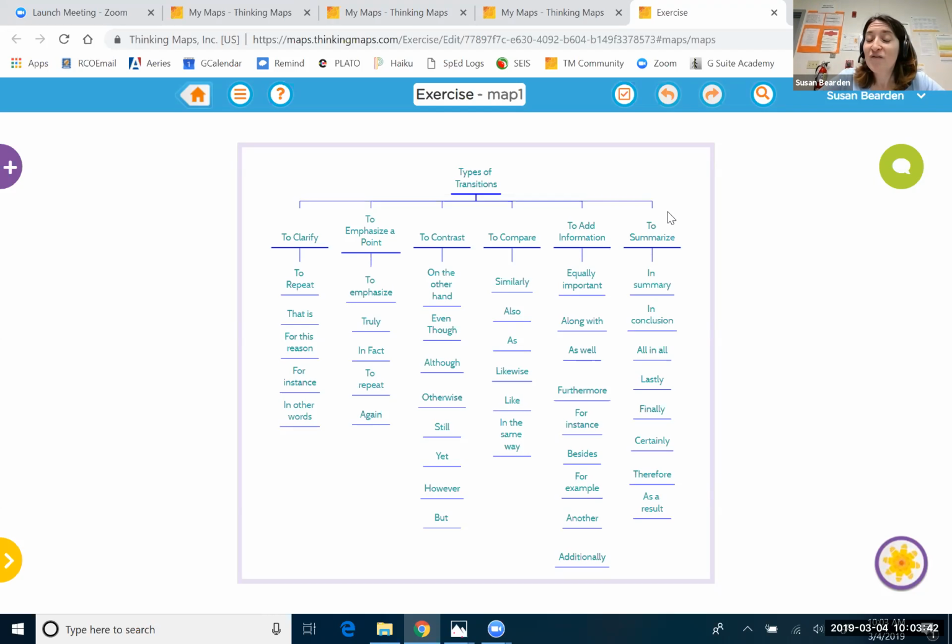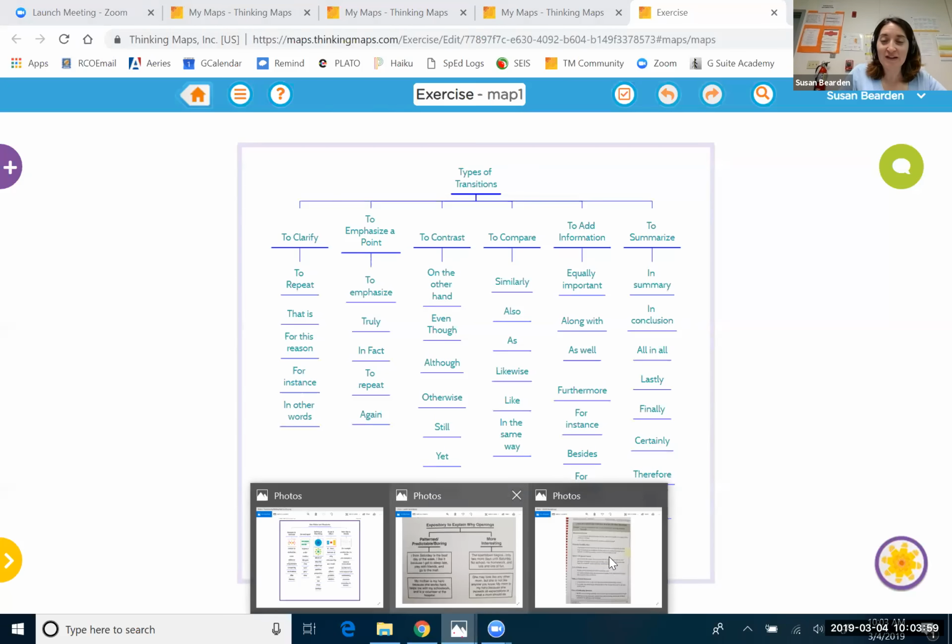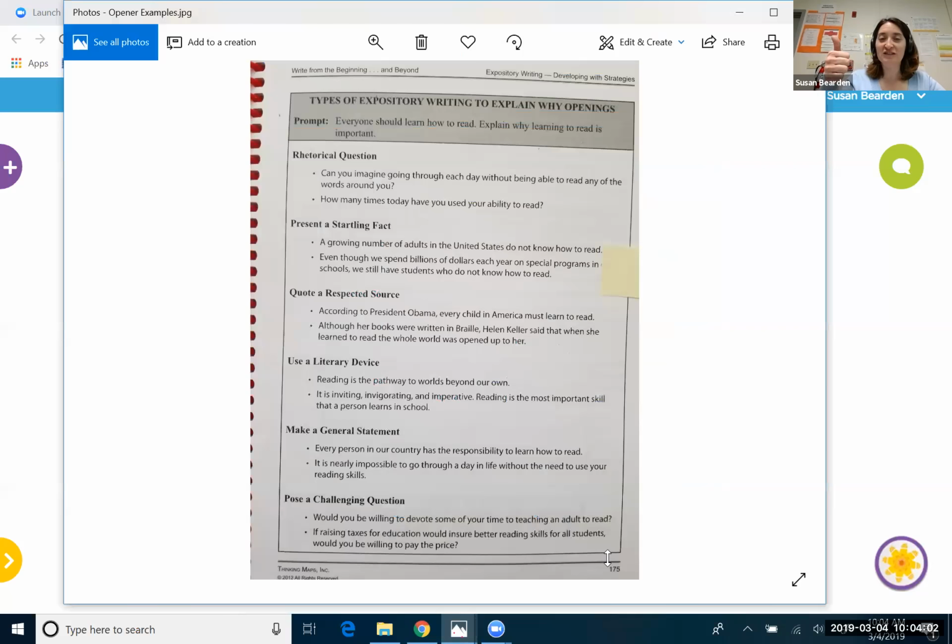So for this week, what you're going to do is create one sample opener for each of the 6 strategies that we reviewed. So let's go back and take a look at those 6 strategies. All right, so you need a rhetorical question, a startling fact, quoting a quote from a respected source, a literary device of some kind, a general statement, and a challenging question about your topic. You're going to choose the one you like best to put on your organizational plan.